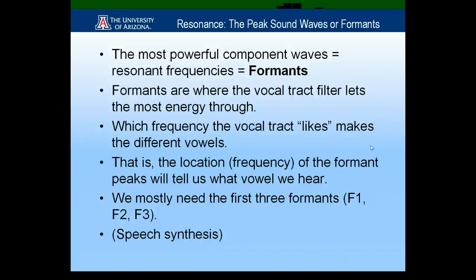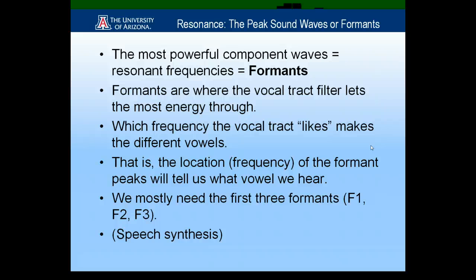And a similar thing is going on with the vocal tract. You blow air into it, and depending on the shape of the vocal tract, it will resonate a different frequency pattern, and that will lead to a different sound. So the formants, the peaks, the frequencies with the highest amplitude, are where the vocal tract filter lets the most energy through. One way of understanding that is that the formants are the frequencies the vocal tract likes the most. And the location or frequency of the formant peaks will tell us what vowel we hear.